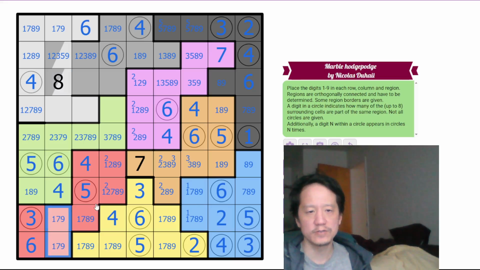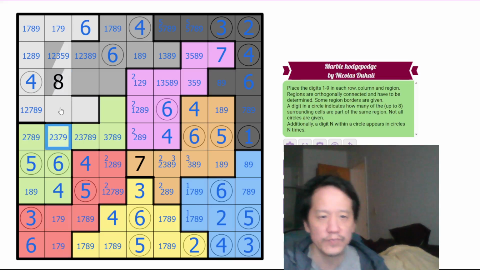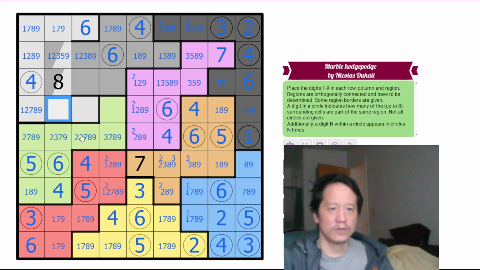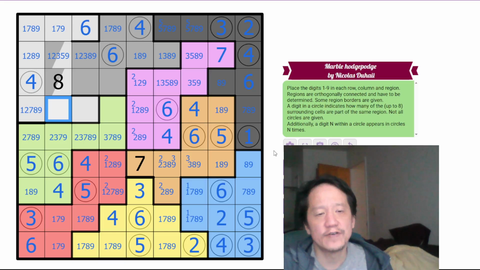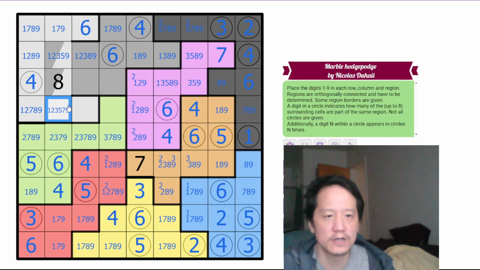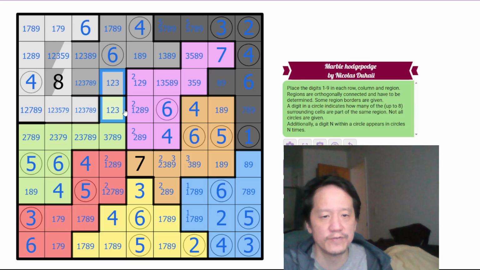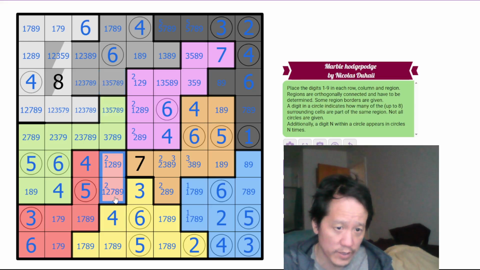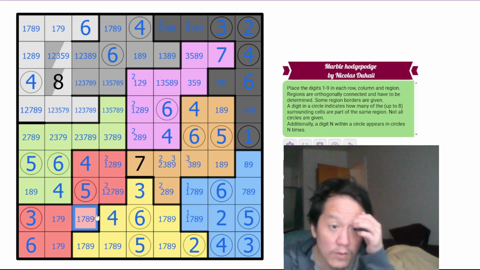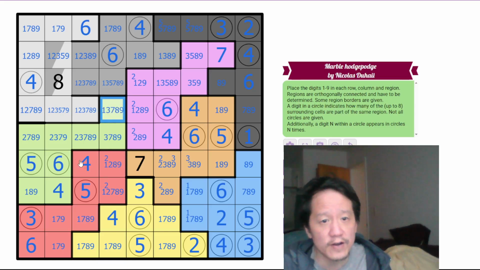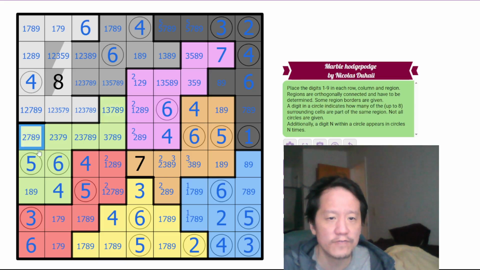These can't be 8 because of the 8 in the column. Remaining digits are 1, 2, 3, 5, 7, 9 in column 2. 1, 2, 3, 7, 8, 9 in column 3. And 1, 2, 3, 5, 7, 8, 9 in column 4. But neither of these can be 2 because of the 2 in the red region. This can't be 5 because we already have a green 5.